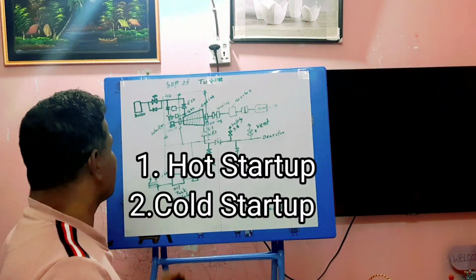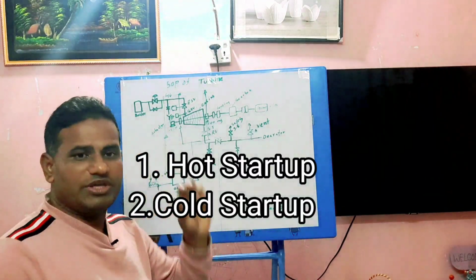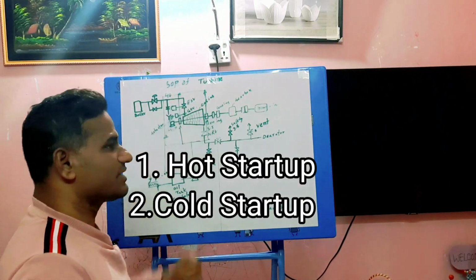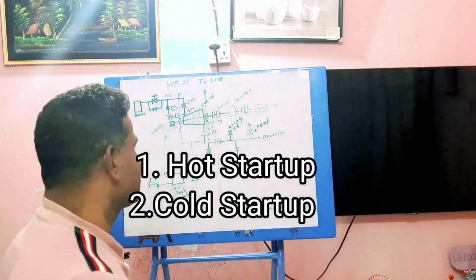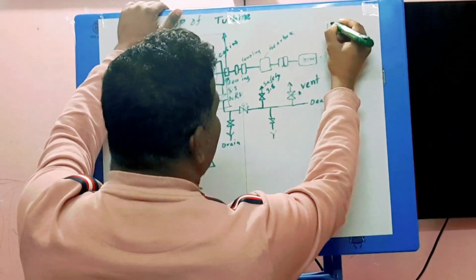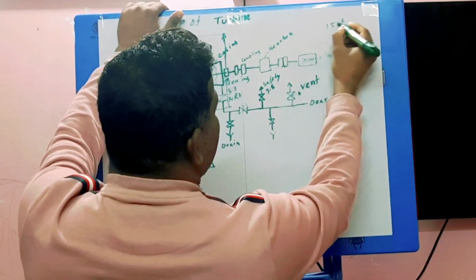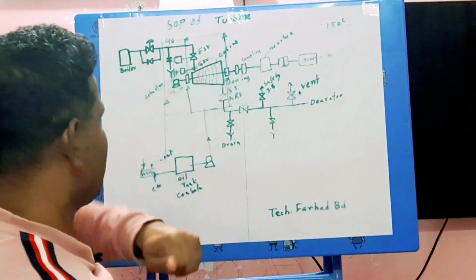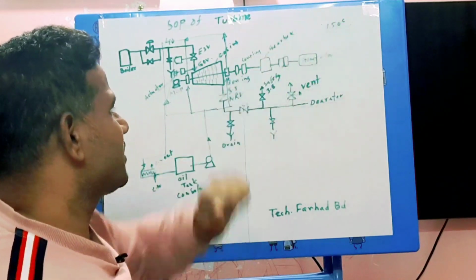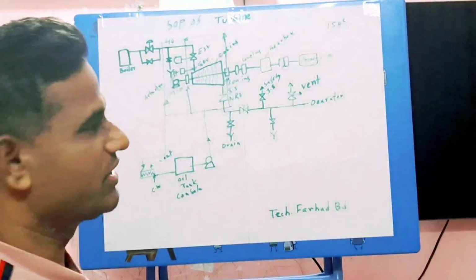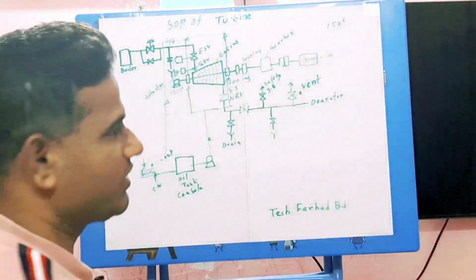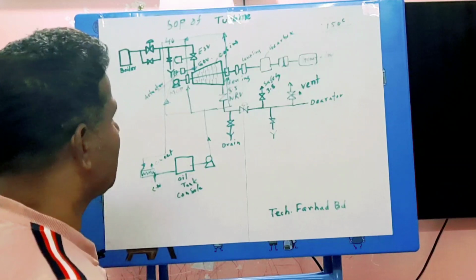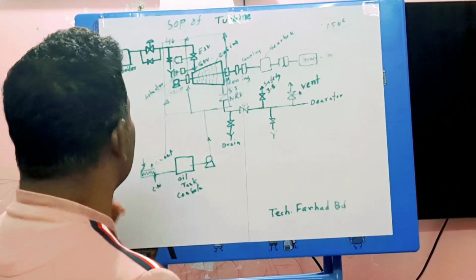You will understand that cooled startup is required when the turbine casing temperature is less than 150 degrees centigrade. But if it is more than 150 degrees centigrade, then you can do a hot startup. So today I will explain how to do a cooled startup of the back pressure turbine.